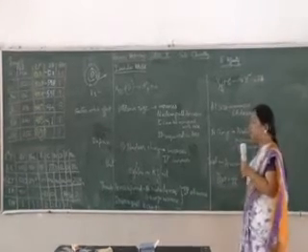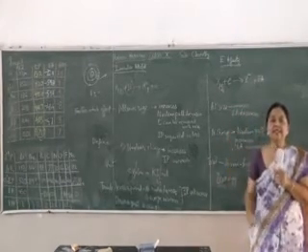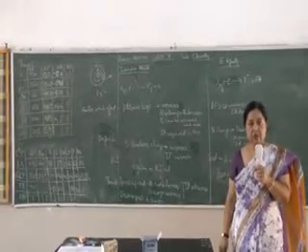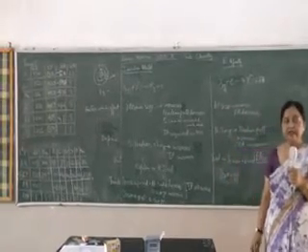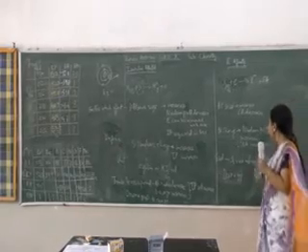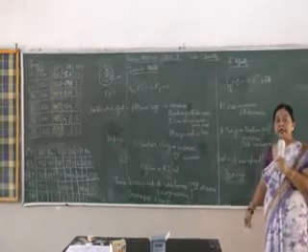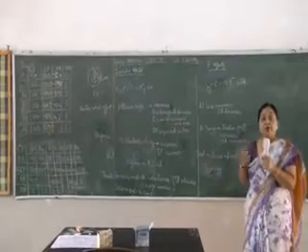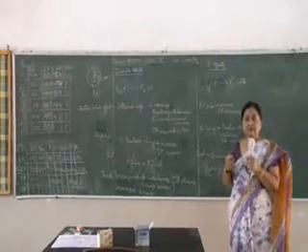Now down a group, what happens? The atomic size increases, cesium being the largest atom. So as the atomic size increases, what happens to the electron affinity? It will decrease. Atomic size will increase, and the nuclear pull will become less.